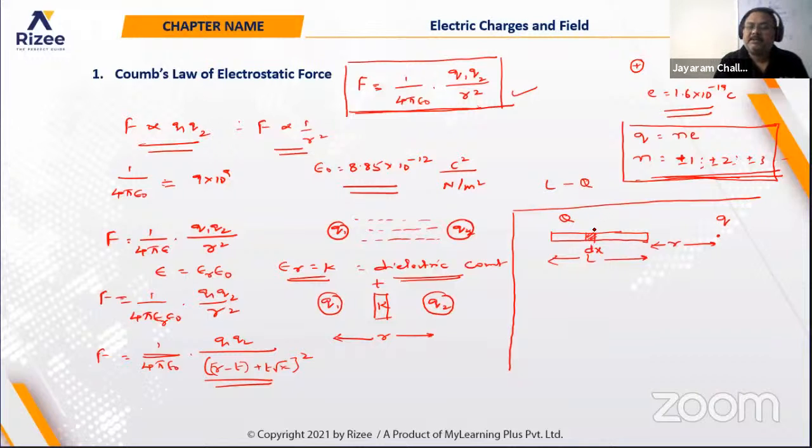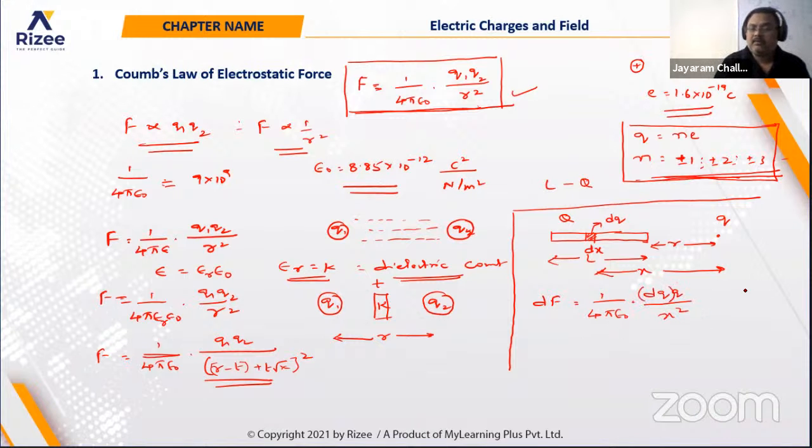Let the length of this element be dx, and the charge on the element be dq, and the distance between the elemental charge and the small charge q is x. Then in this case, dF can be written as 1 by 4 pi epsilon naught into dq into q by x square. Now in this case, the unknown value is dq.